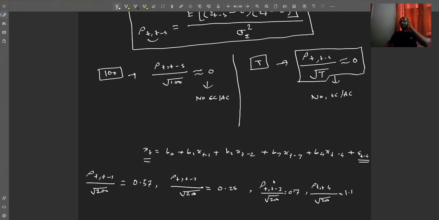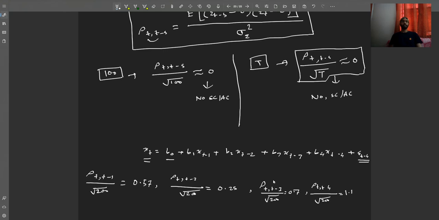Now, how do you know which? These are all very near to 0, right? These are all sufficiently near to 0. So how do we know which correlation is valid and which one is invalid? That is, which one does not have autocorrelation or serial correlation and which one has autocorrelation or serial correlation? We have a way to do that, friends.